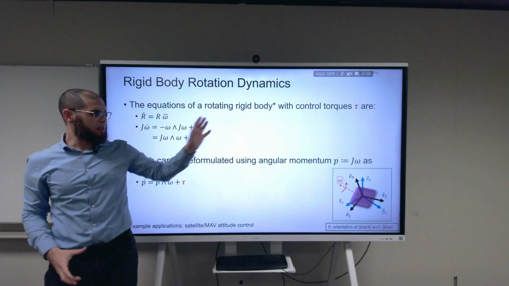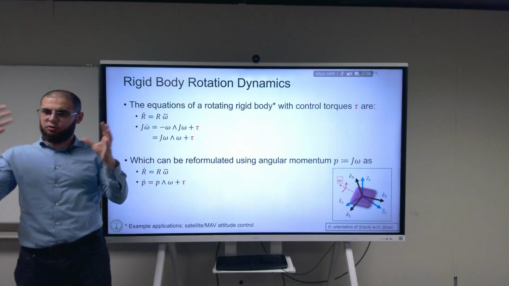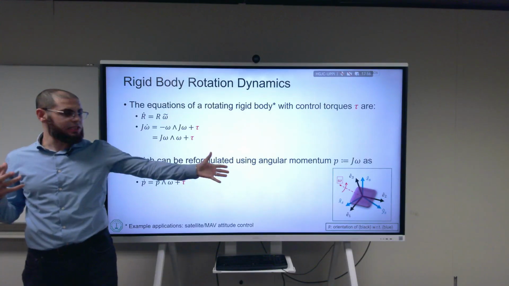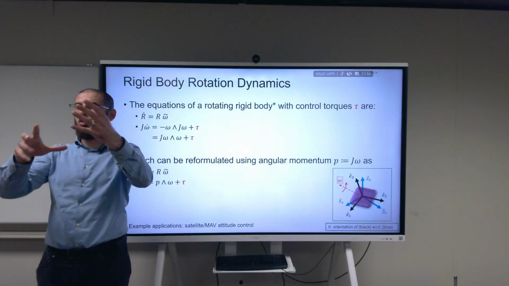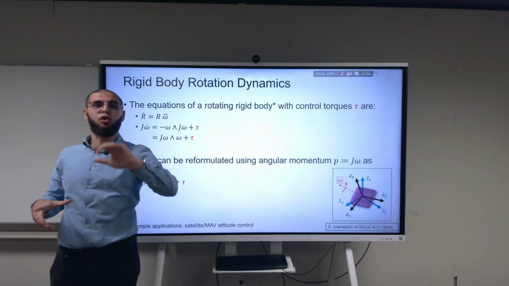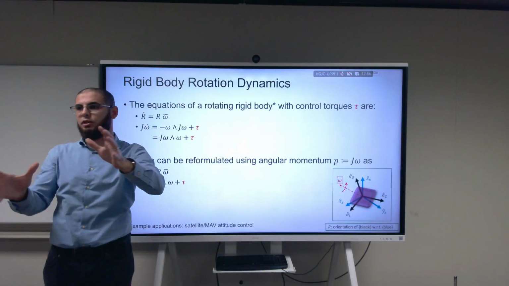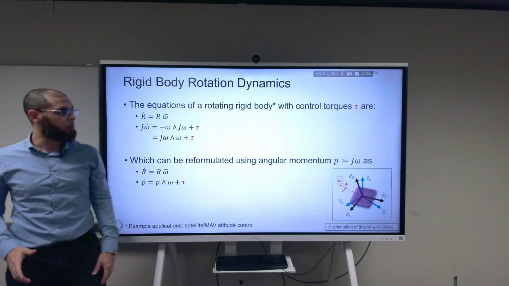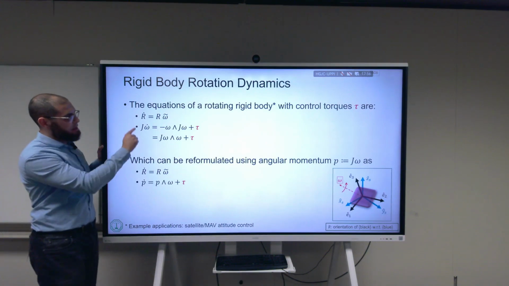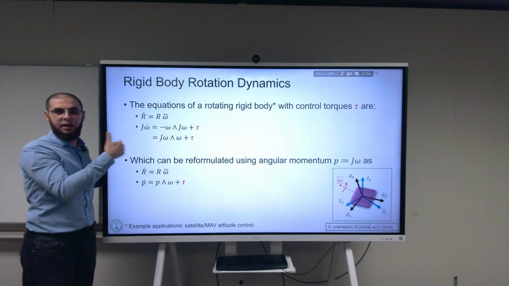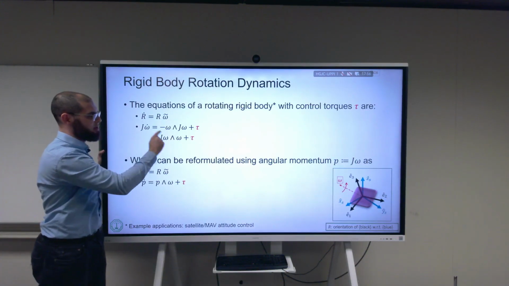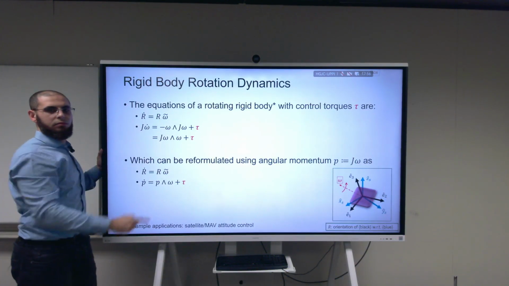You can think of this, if you want to visualize something, as either a satellite in orbit, or the attitude controller of a quadrotor. It's fixed in place, and you're trying to only stabilize its orientation. It's not moving and translating at all. So in that case, J omega dot, which is the rate of change of angular momentum, is equal to what? Is this term? Does anyone remember?